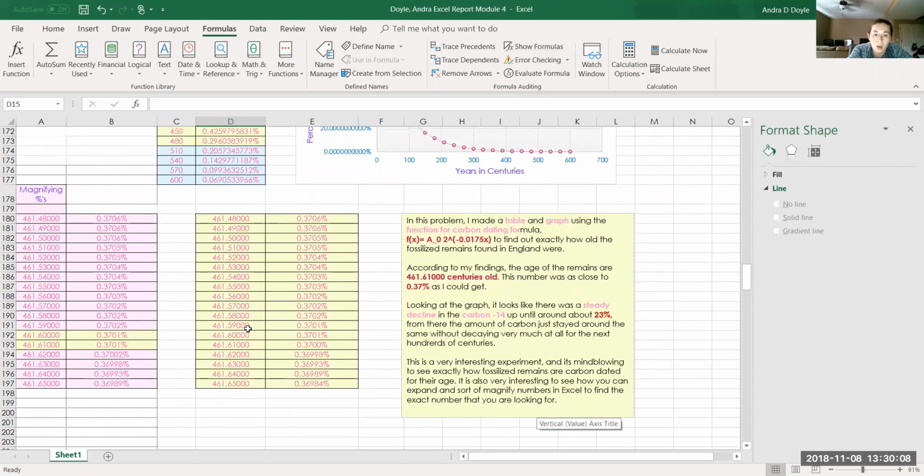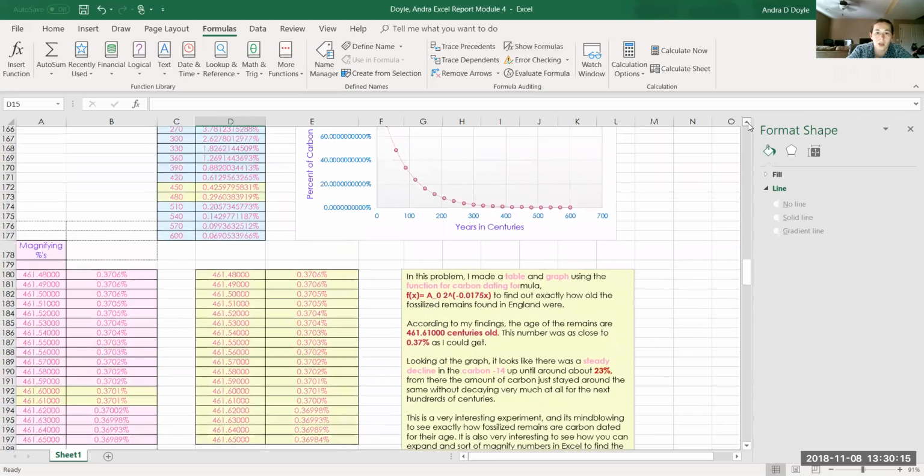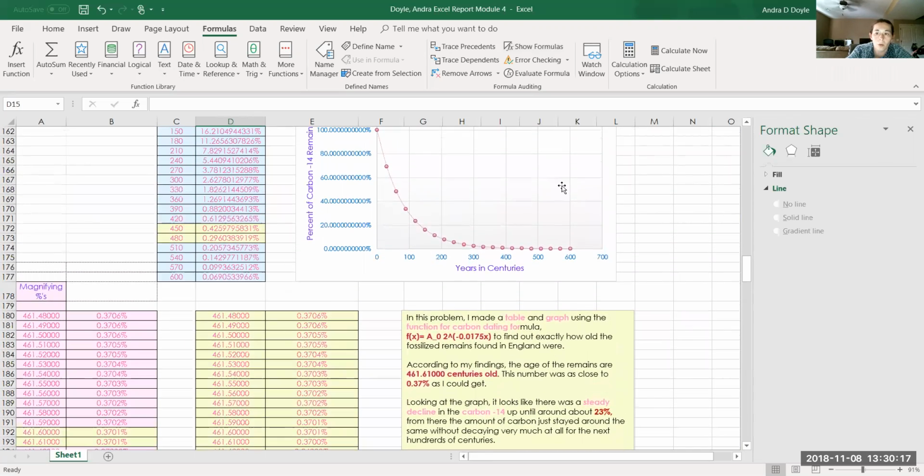Looking at the graph, we could see that there was a steady decline over the years in the presence of the carbon-14. From here, there's a steady decline until it gets to around about here. Then it kind of evens off and just stays around the same amount from there on out.